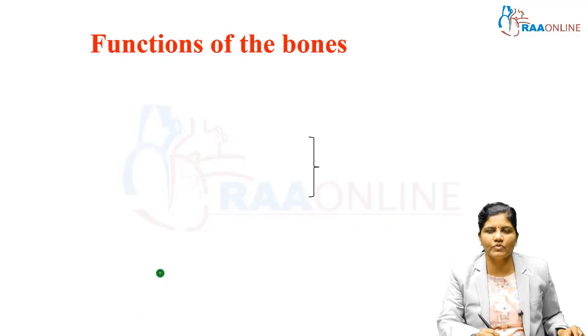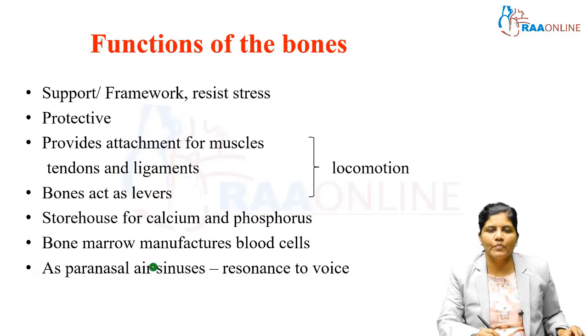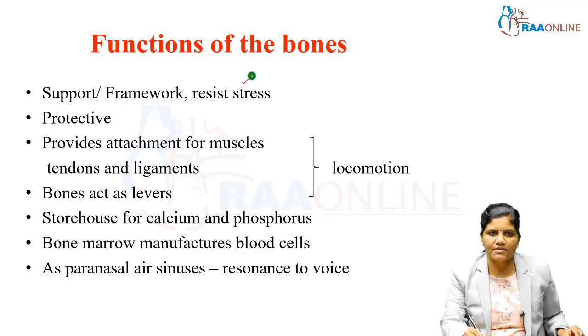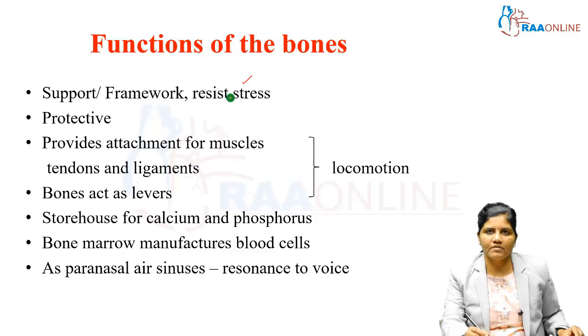The function of the bone is that it gives a supporting framework to our body as well as it resists stress. It gives protection to the organs present within our body. For example, the skull protects the brain. The thoracic cage protects the lungs. It provides attachment to the muscles, tendons and ligaments. At the time of locomotion, it acts like a lever.